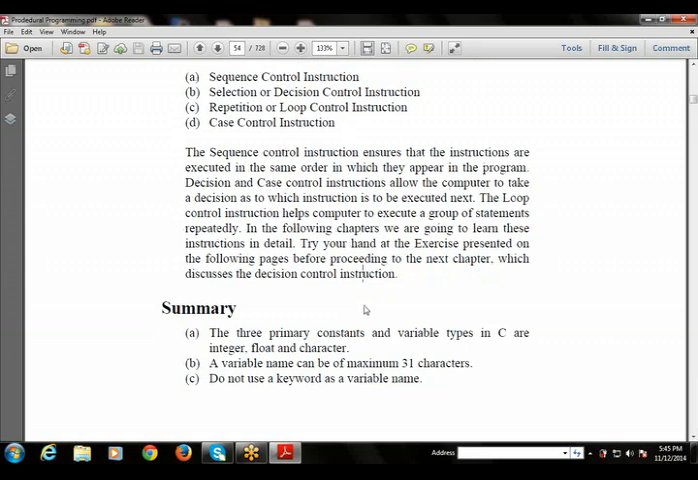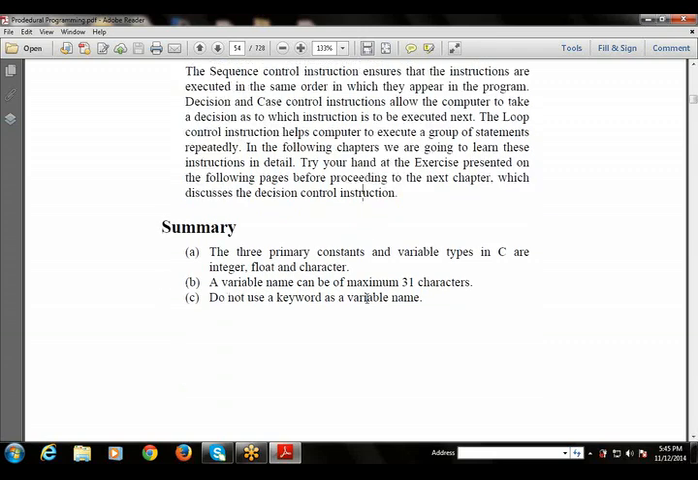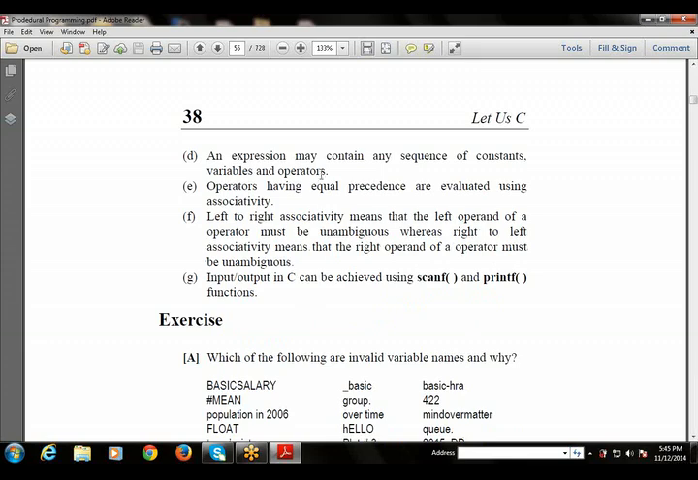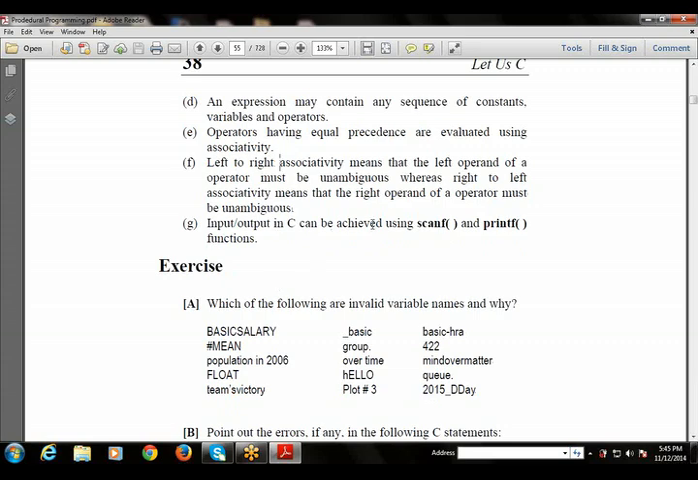So these are the few instructions that are available for the control statements. Now this is the summary of the chapter. Three primary constant and variable types in C are integer, float and character. A variable name can be of maximum 31 characters. Do not use a keyword as a variable name. An expression may contain a sequence of instructions. Operators with equal precedence are evaluated using associativity, that is, from left to right. Input and output can be achieved by using scanf and printf.